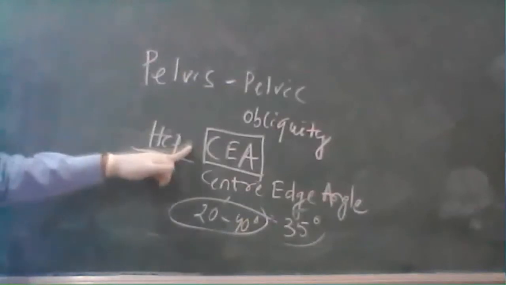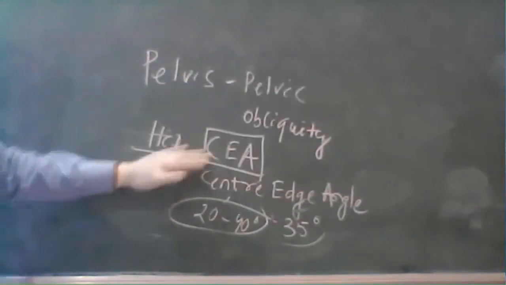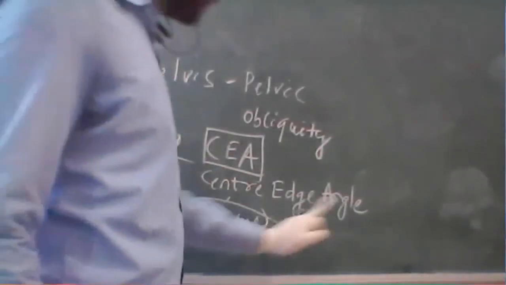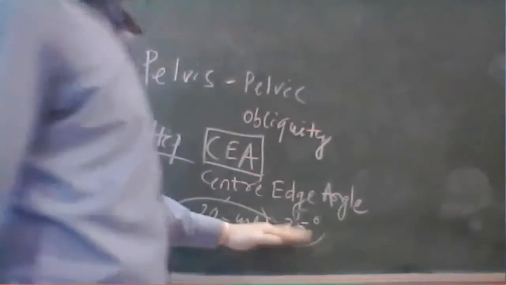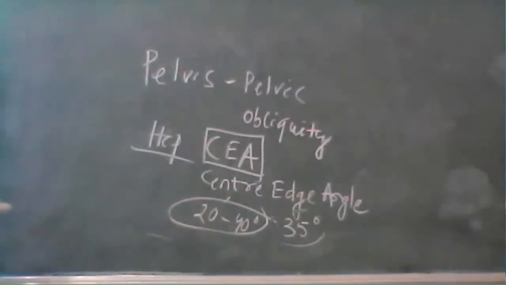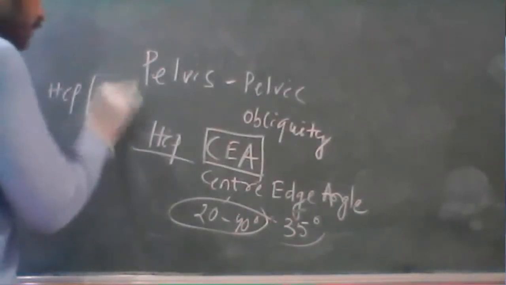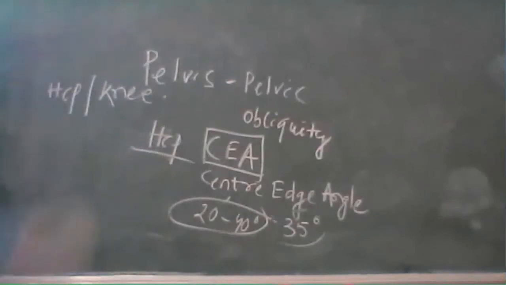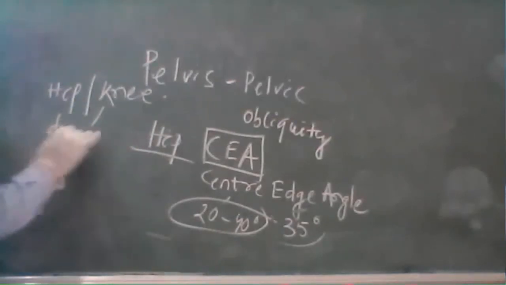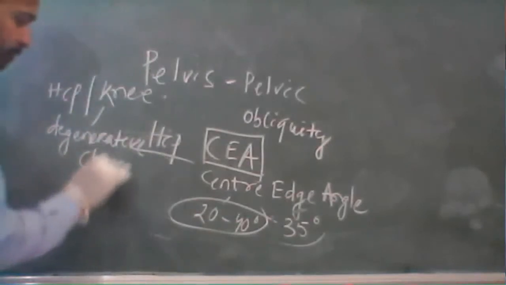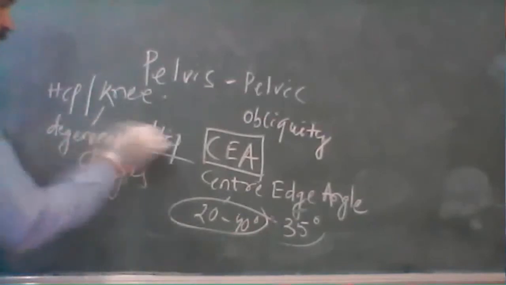How to measure the center edge angle, I'll tell you, so don't worry about this. I'll show you the diagram in the PPT. So the value will be decreased. Next, it is written that in the hip joint as well as the knee joint, you will find degenerative changes also. You know degenerative changes, or not?